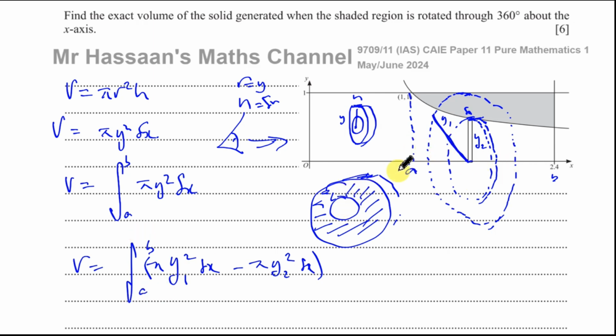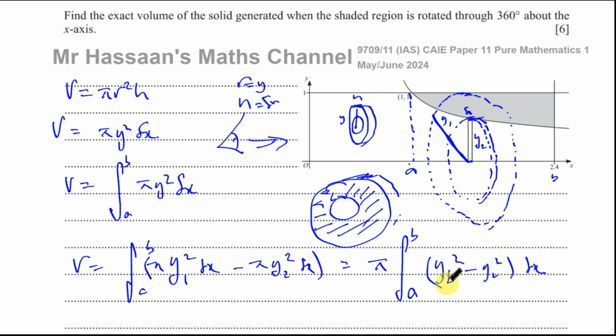It will find the volume of all of those cylinders, kind of like hollow cylinders between a and b. Right? So this formula becomes nice and easy when you simplify a bit. We can see pi is common, so you can take the pi out. I like to take the pi outside the integral sign. And then I'm going to have y1 squared minus y2 squared dx.